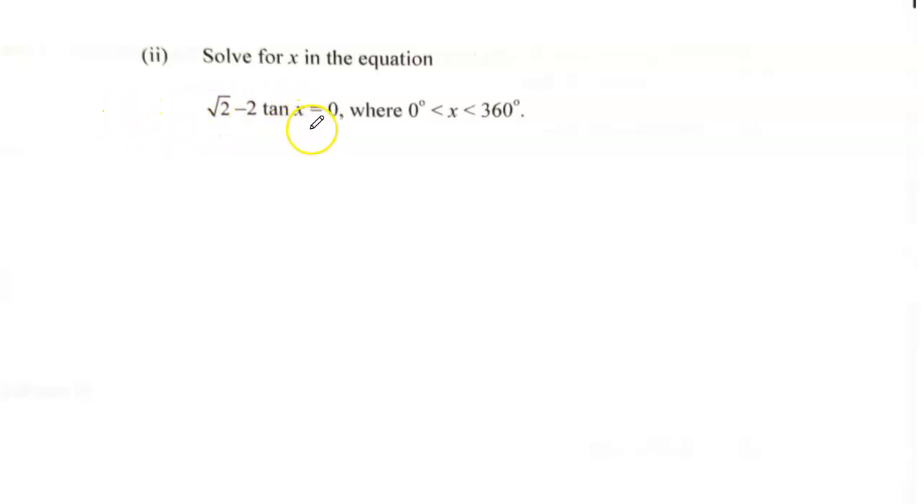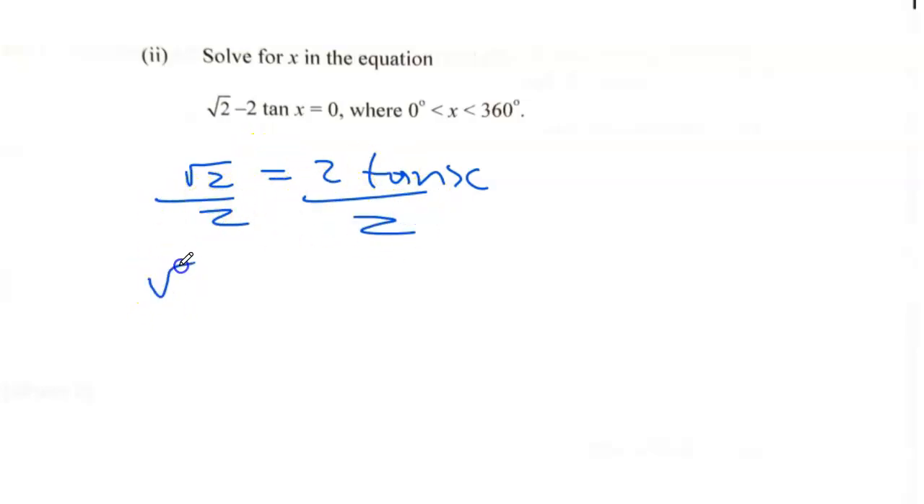We have a trigonometric equation here. All right. Let's solve. So, what can we do here now? Let me just put the tan x on the right hand side. So we have root 2 equal to 2 tan x. So we want tan x by itself, so we can divide both sides by 2. So root 2 over 2 is equal to tan x.